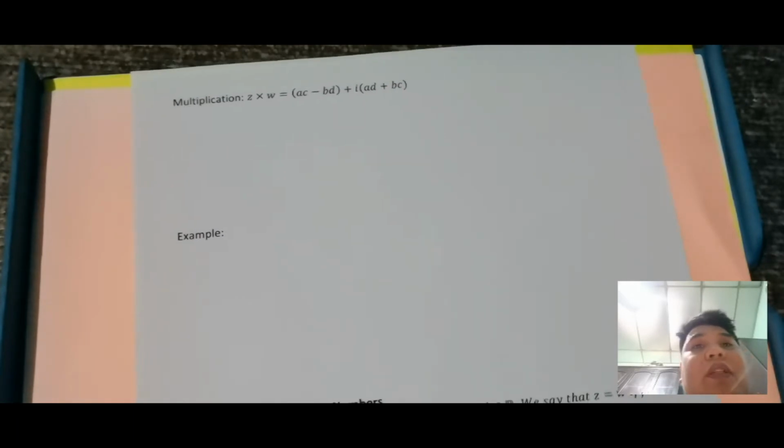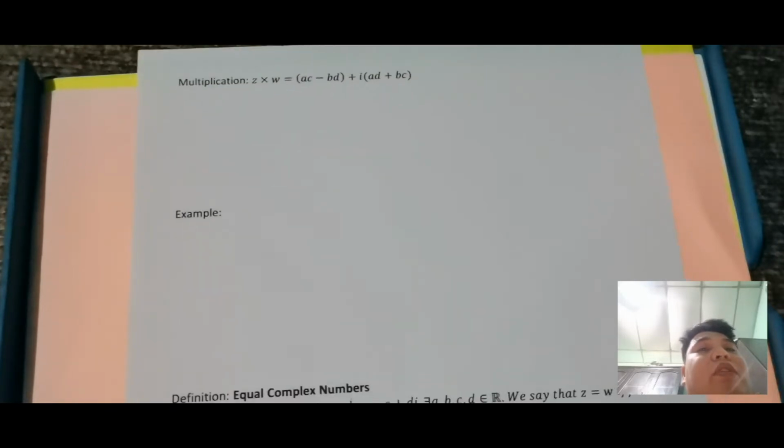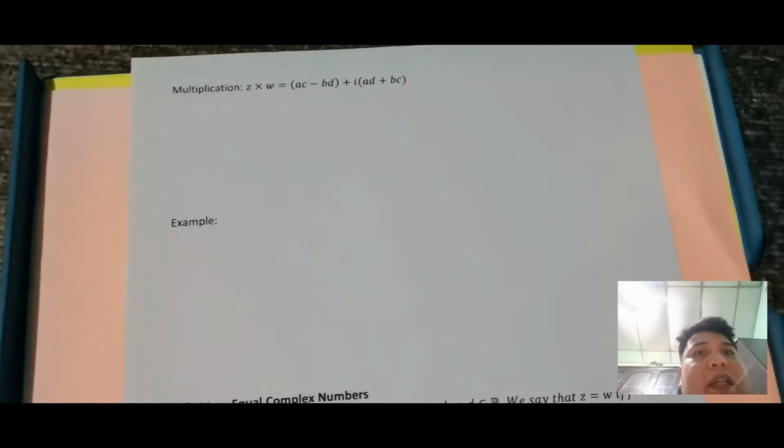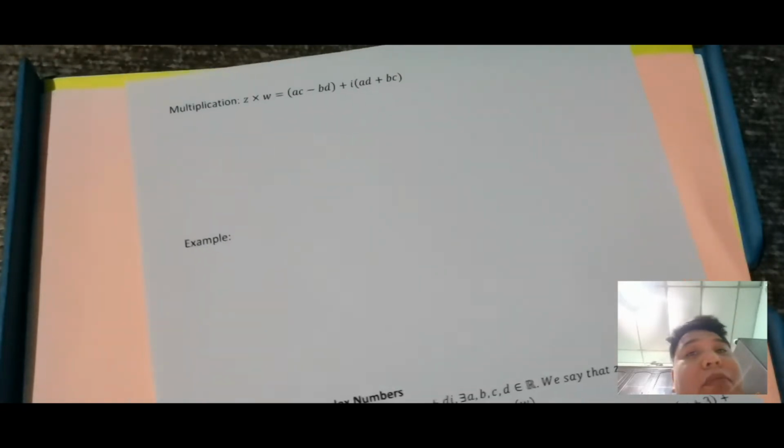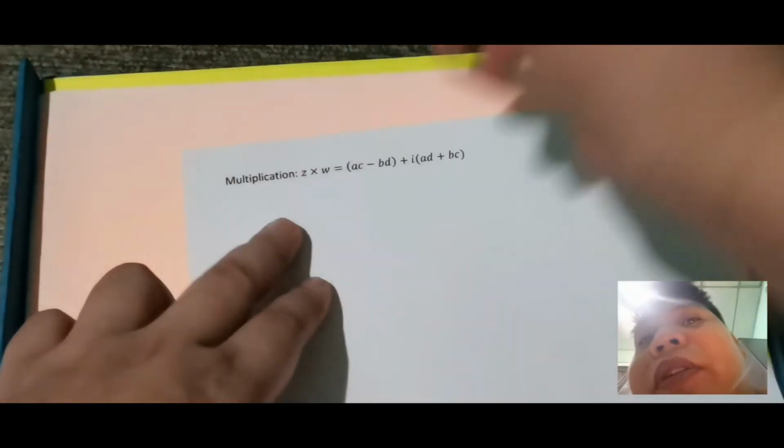Okay guys, so ito yung next operation, the multiplication of two complex number. What is z times w? Z times w is equal to ac minus bd. Okay, then plus I times ad plus bc. So, kung titignan mo, sir, paano po na-derive yung formula na yan? So, i-derive muna natin para at least makita nyo kung paano nangyari.